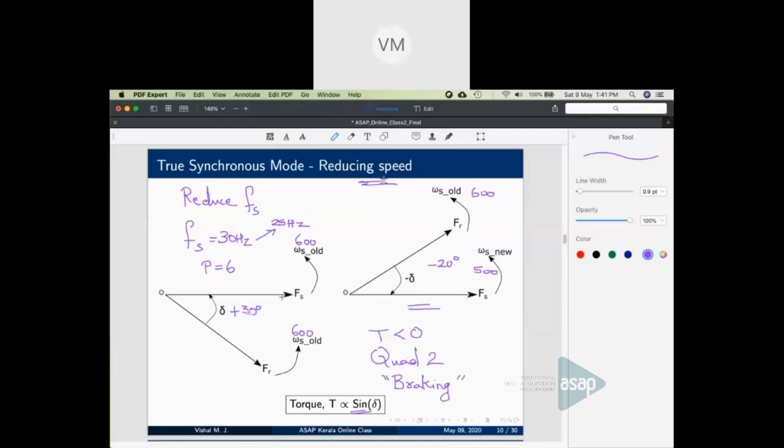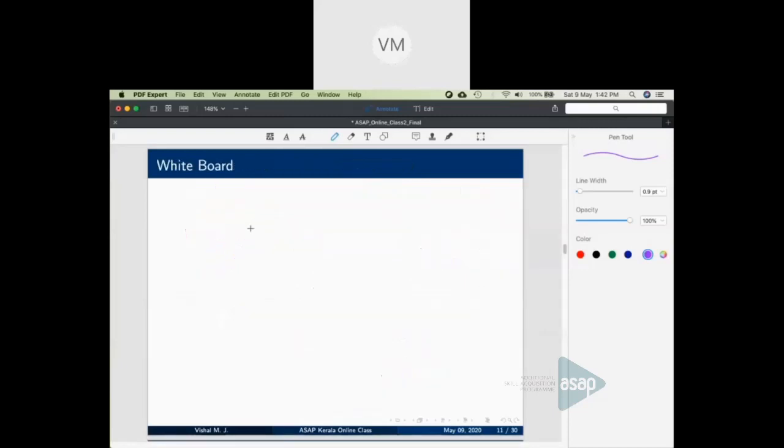So how did we do that? We reduce the frequency to reduce the speed, and we increase the frequency to increase the speed. This essentially sums up what is called as true synchronous mode of operation. Very simple, but then it has some serious drawbacks, which we will see in the coming slides. Now we have a problem.